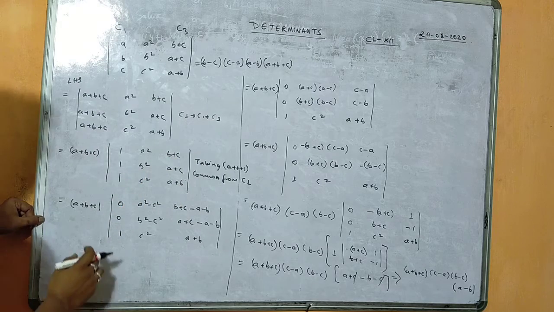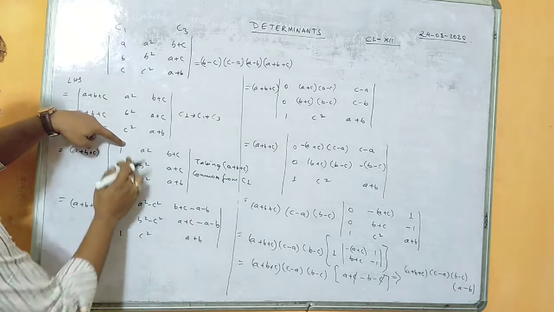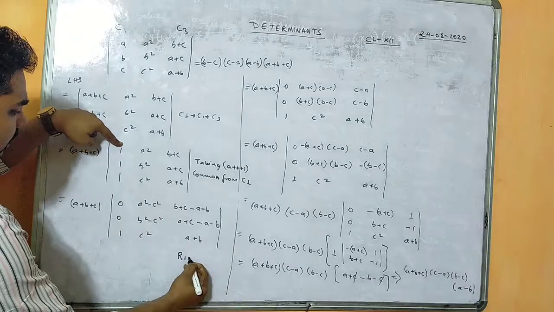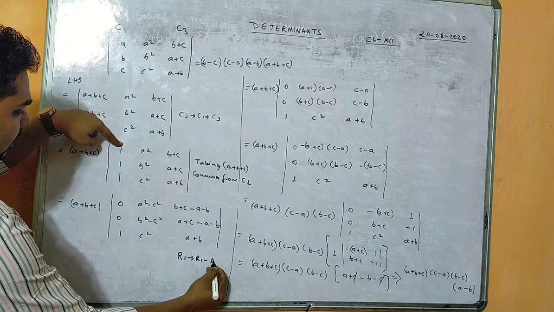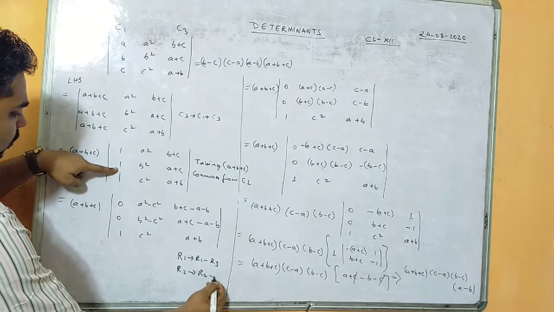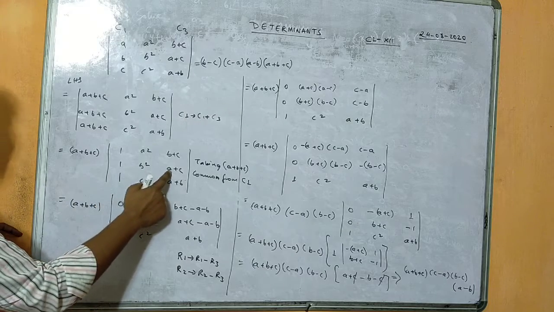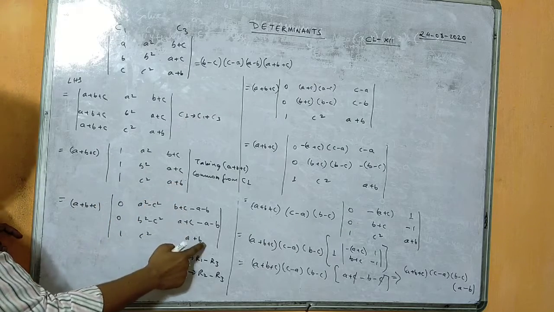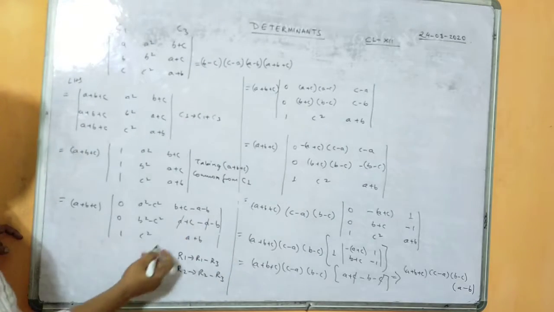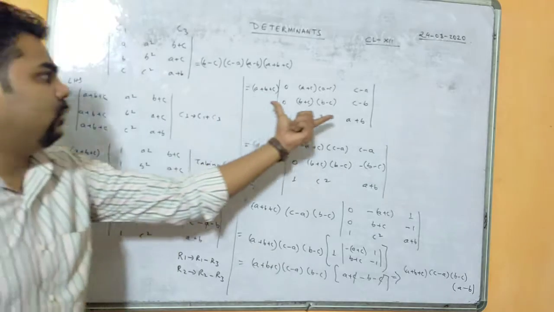Now we will try to expand this one. What expansion have we made here? We will change this to 0, so r1 goes to r1 minus r3. Similarly r2 goes to r2 minus r3. So 1 minus 1 is 0, b square minus c square, a plus c minus a plus b. So a and a get cancelled, we get c minus b. Here b and b get cancelled, we get c minus a. Same thing I have noted down here.